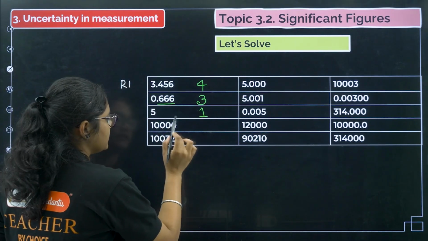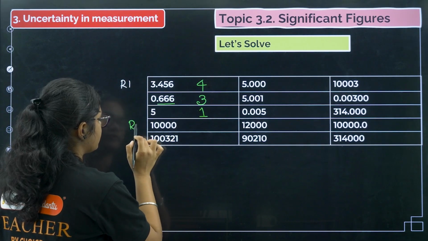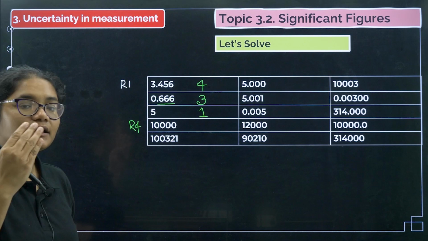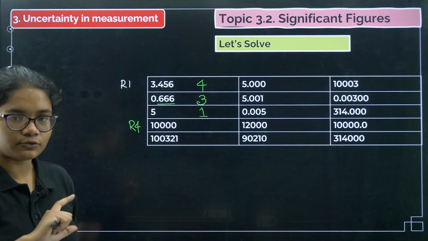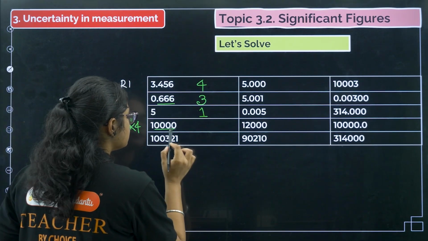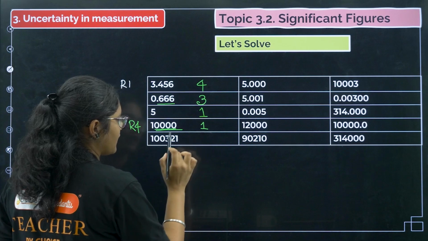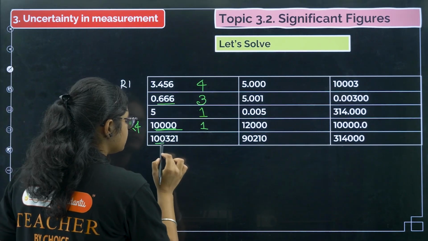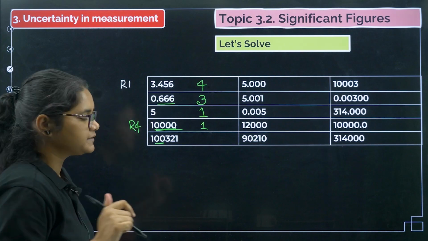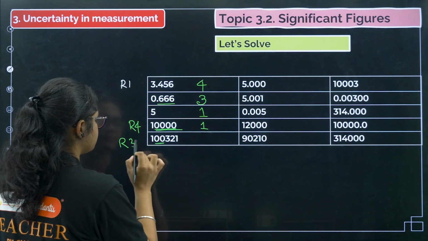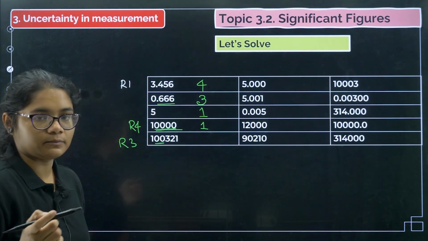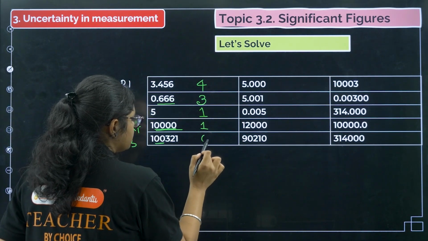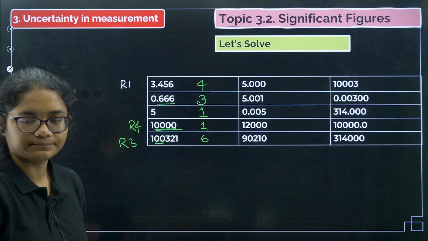Now if you see here 10,000, the rule number 4 that we have used says that if there is no decimal point, then the terminal zeros are not counted, so these zeros will not be counted, and we will again have only one significant figure. Next, these zeros are in between the numbers, and according to rule number 3, zeros between two non-zero numbers will be counted. So that is why we have 1, 2, 3, 4, 5, 6 significant numbers here.